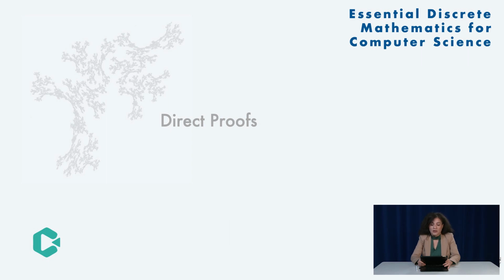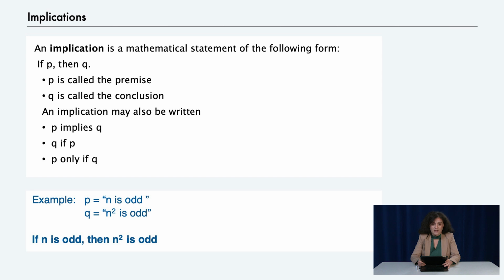Now we'll talk about another proof technique, direct proofs. In order to do so, we need to introduce a new type of mathematical statement, implications. An implication is a mathematical statement of the form if P then Q. P is called the premise, Q is called the conclusion.